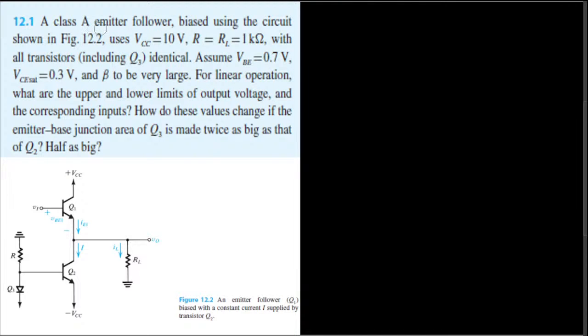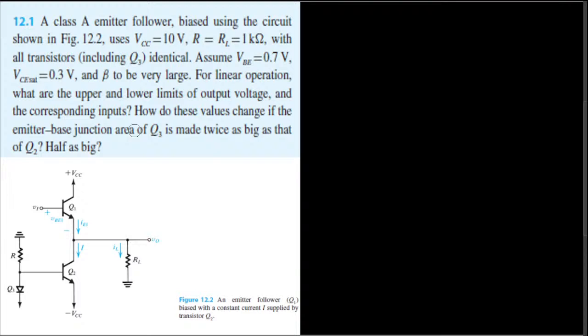A class A emitter follower bias using the circuit shown in figure 12.2 uses VCC equal to 10 volts, R equal to RL, which is equal to 1 kilo ohm, with all transistors including Q3 identical. Assume VBE to be 0.7 volts.